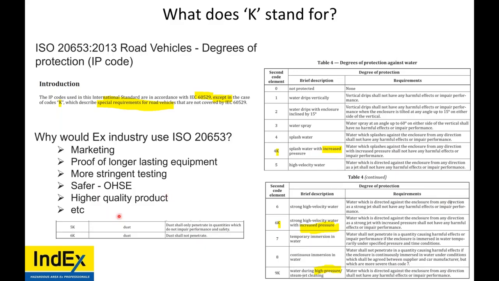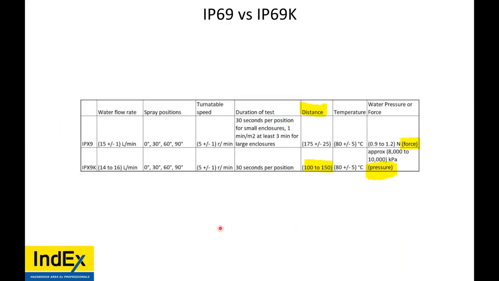So you'll start finding some offshore users actually call for IP69K. Some manufacturers have skipped IP69 and gone to 69K. There is a difference between them. So what is the difference? Well, IP69 is measured by force, while IP69K is measured by pressure. I'll leave you to research that a little more, but specifically IP69K, the distance that the pressure washer, the nozzle, is up to 50 millimeters closer to the device. So it's a more stringent test.